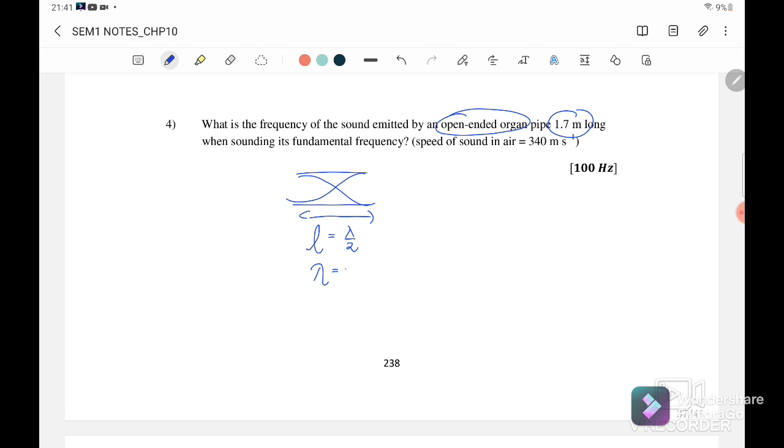Therefore, our lambda is equal to 2L, and the length of this open-ended pipe is 1.7, so it's 2 times 1.7. We will get 3.4 meter. So we want to find the fundamental, where f is equal to v over lambda. v is given as 340. Lambda is 3.4. Therefore, the fundamental frequency we will get is 100 Hz.